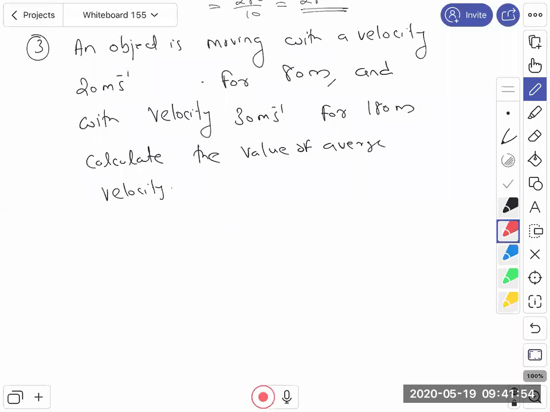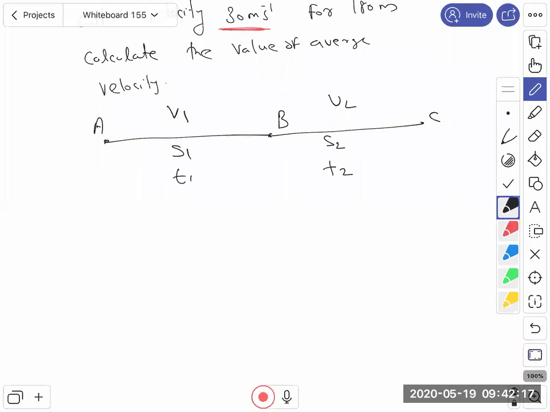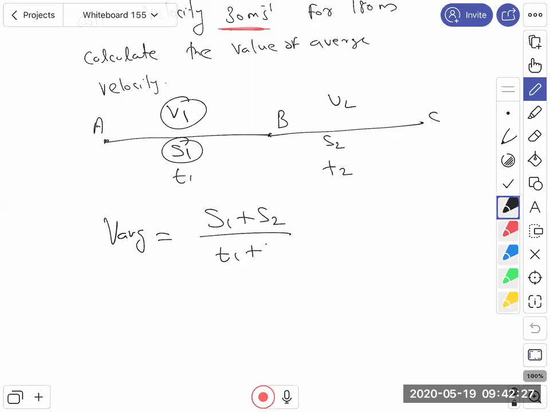Yeah. So in this situation, sometimes they will give velocity and distance. Then we have to find out the value of average velocity. So assume that it is moving from A to B with a velocity V1 and displacement S1 and time T1. And B to C, it is moving with a velocity V2 and displacement S2 and time T2. Now over here in this question, the value of V1 and S1 is given, time is not given. So we can write from the equation for average velocity, which is total displacement divided by total time, which we can take as total displacement divided by T1 plus T2.